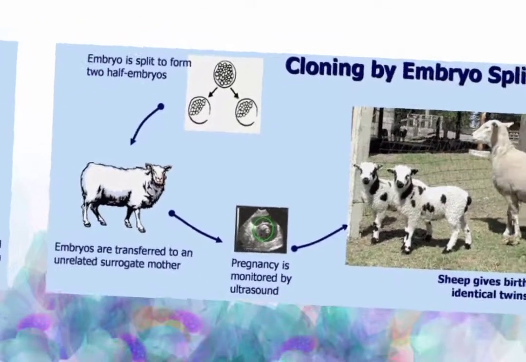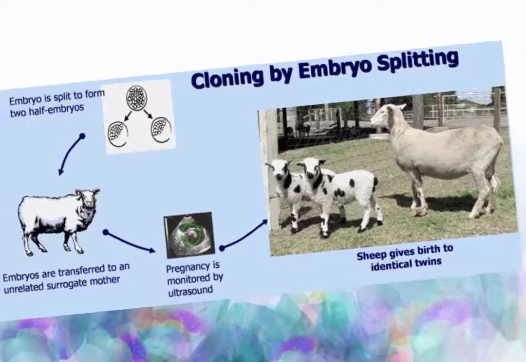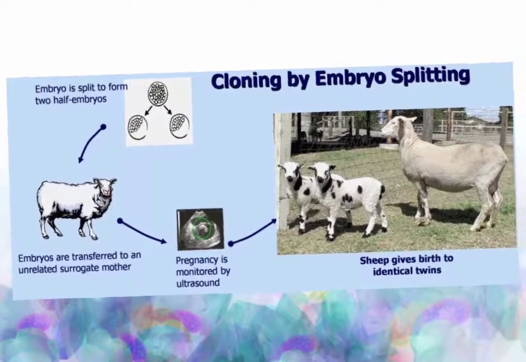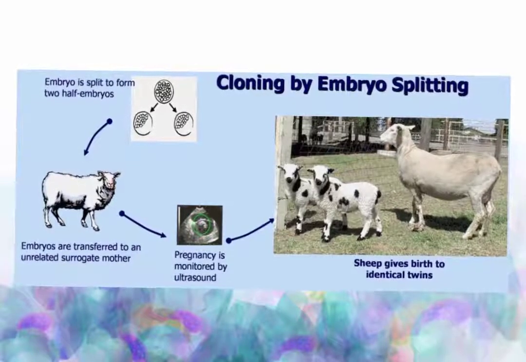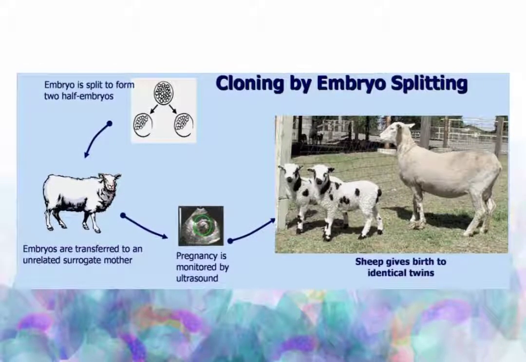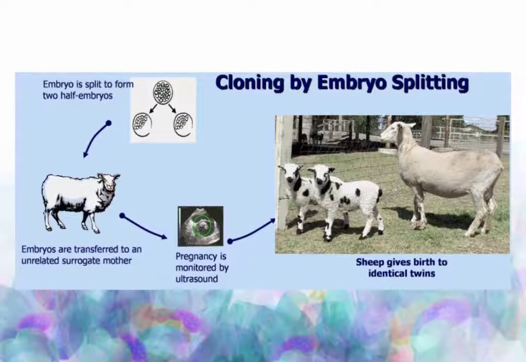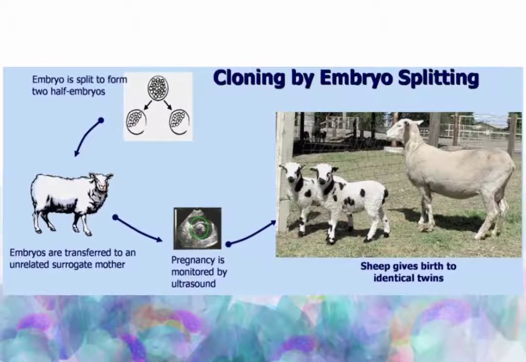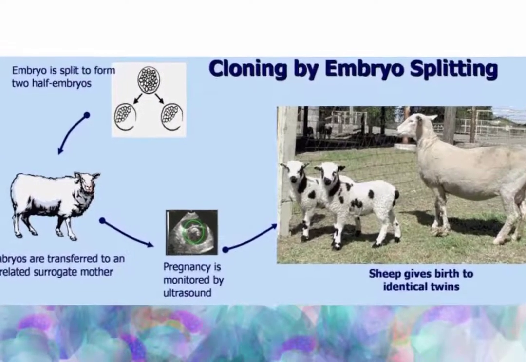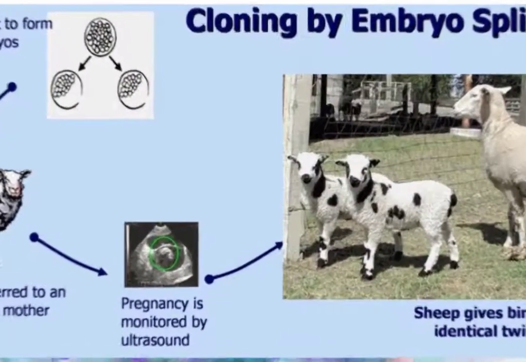So, I will talk about how embryo splitting is done. Firstly, the embryo is split, forming 2 half embryos. The embryos then are transferred to an unrelated surrogate mother, and then the pregnancy is monitored by ultrasound and the animal will give birth to identical twins.